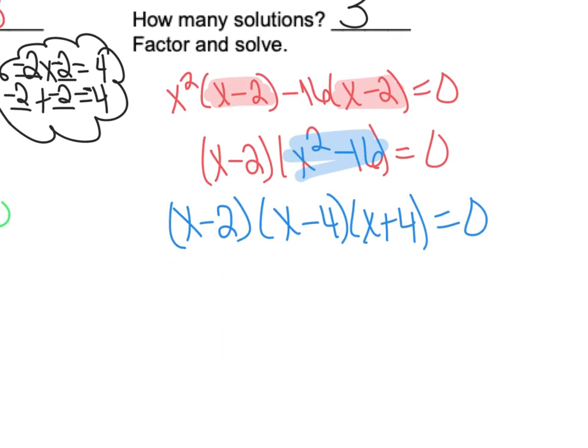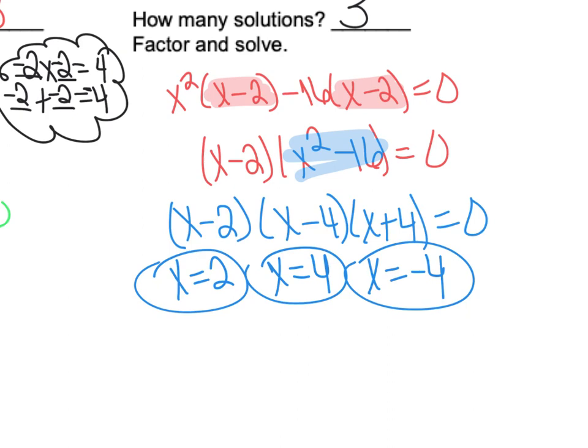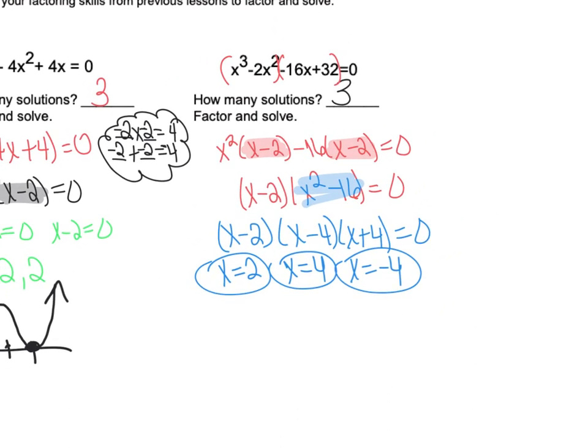There's my 3 factors. If I set the first one equal to 0, I get x equals 2. If I set my second one equal to 0, I get x equals 4 and x equals negative 4. So my 3 solutions that I knew I had to have because the highest exponent is 3 are 2, 4, and negative 4.